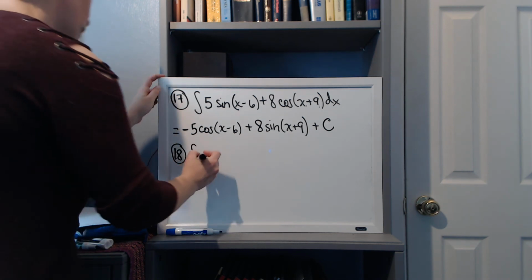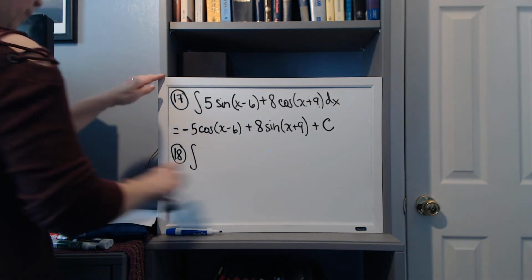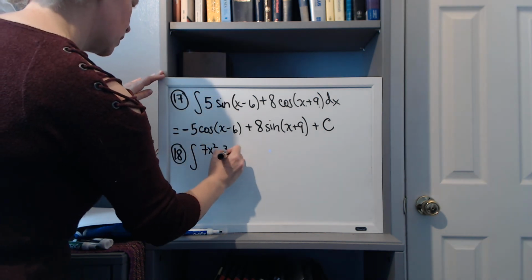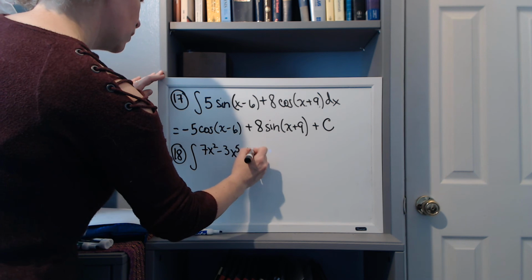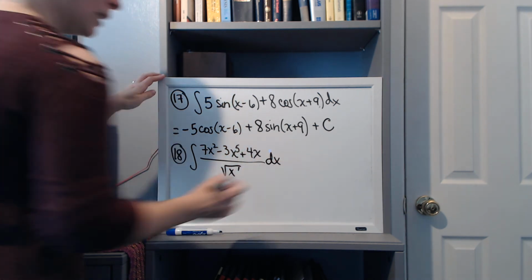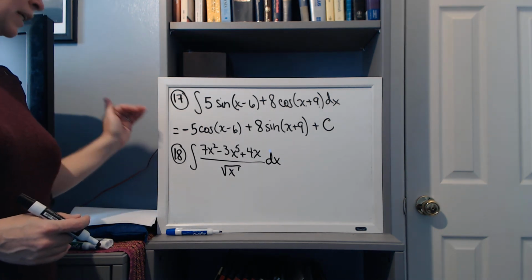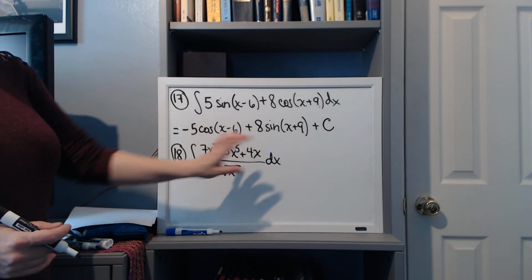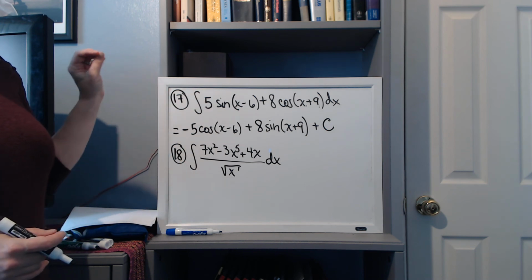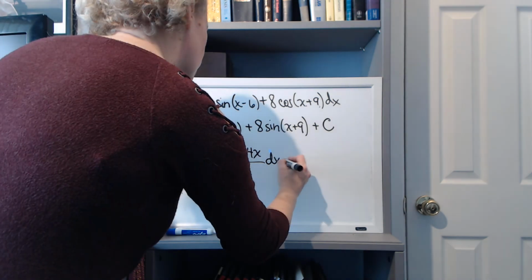And this is the integral of, I'm not starting out to write that in the right spot. Integral of 7x squared minus 3x to the 5th plus 4x over the square root of x dx. So the first thing we're going to do is, just like in number 13, I'm going to separate this into individual terms because we have only one term in the denominator. I'm going to separate this so that we can simplify the exponents and apply the power rule to each term.